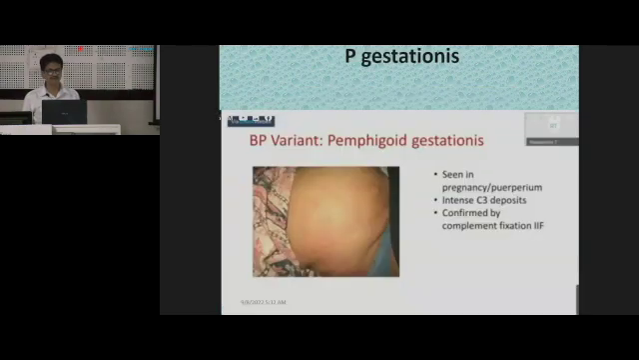One variety which is of great interest to us is pemphigoid gestationis. This we will see in the 3rd trimester of pregnancy or in the puerperium. The immune deposition is different and it is confirmed by various immunological tests.